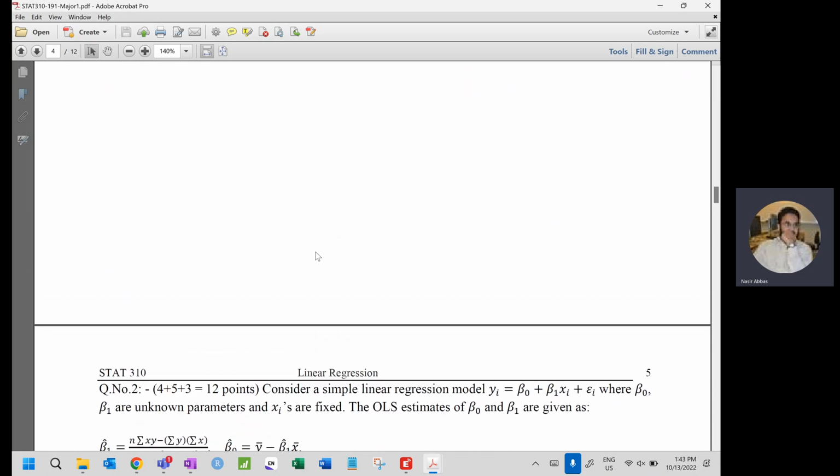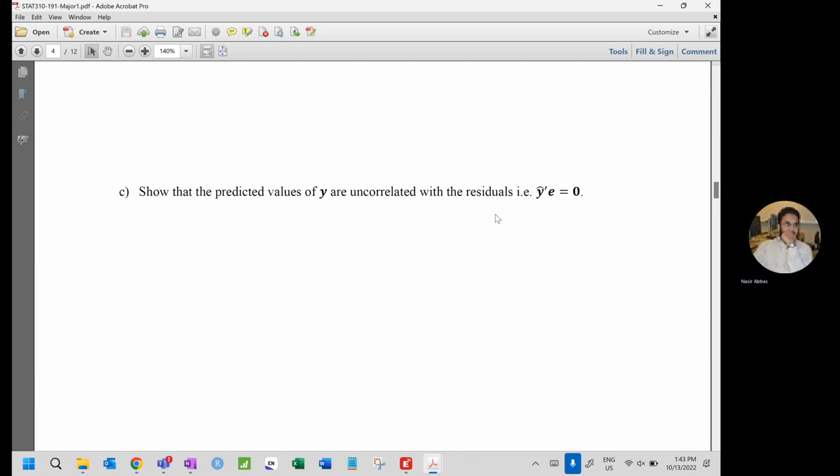Uncorrelated means that it's given. They are uncorrelated with the residual means that this is 0. You need to prove this. No covariance, no summation, just the product. I think two variables being unconnected to each other means that, in matrices, when you multiply this, it is like a summation. When you multiply them, it will be like a summation.